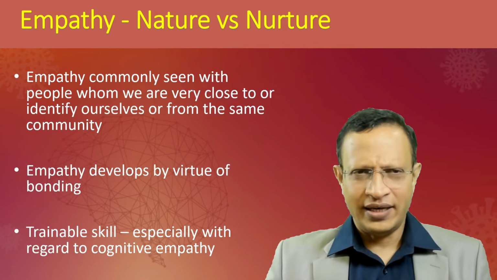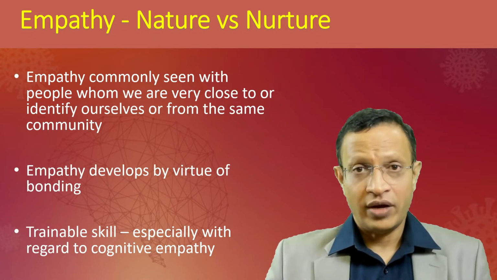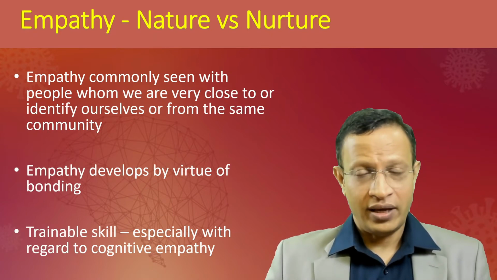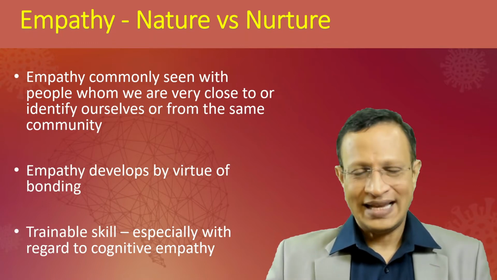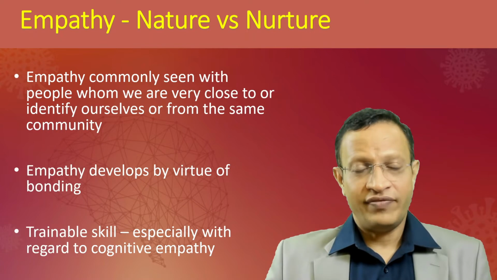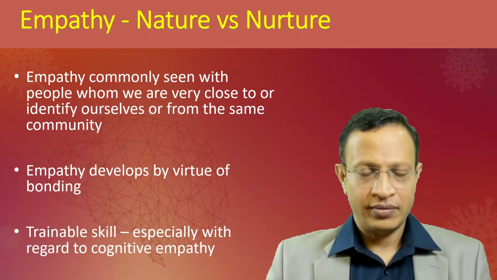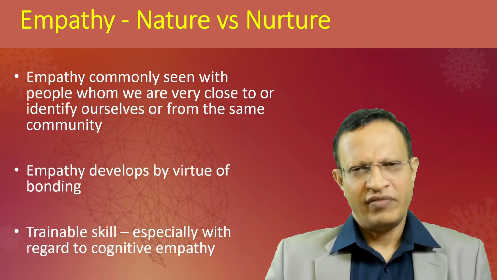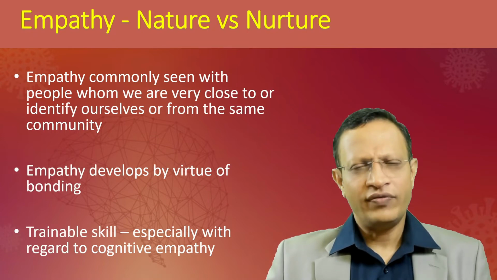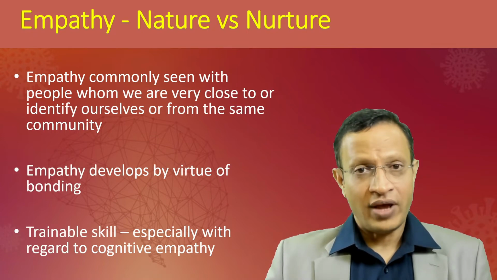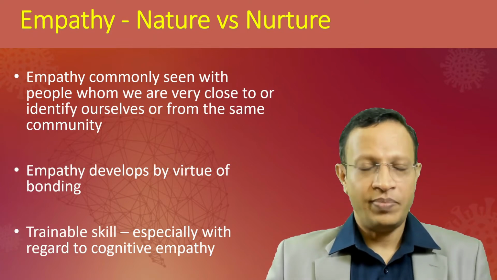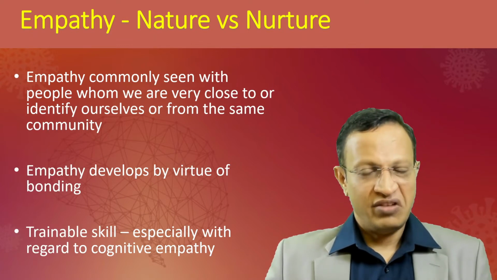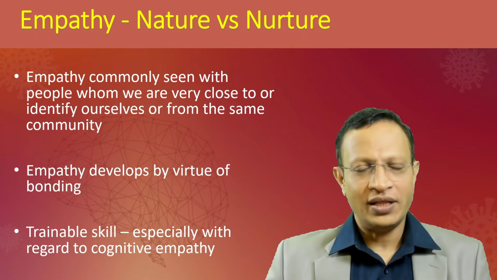Empathy is commonly seen with people whom we are very close to, or we identify with, or we recognize that we belong to the community. For example, if there is a death in the family, you will feel severe pain. Whereas if there is a death somewhere else in the country, you don't feel the pain. If your family member is suffering, you will feel severe emotional pain. However, if some third party is suffering, you don't feel the pain.